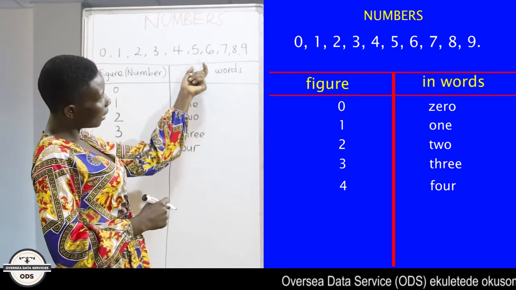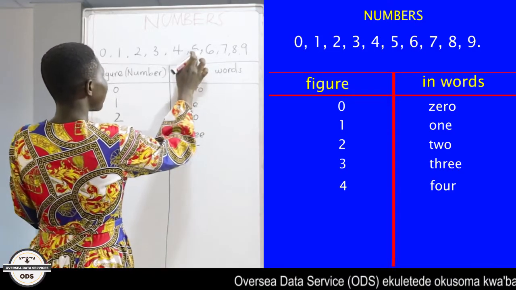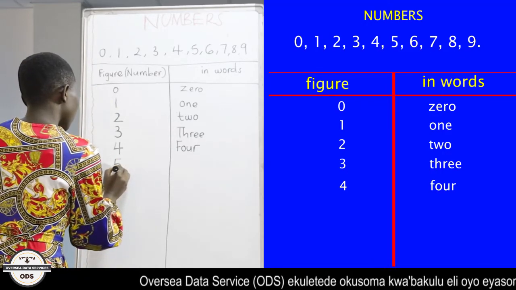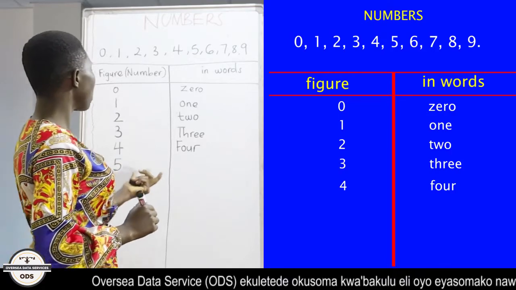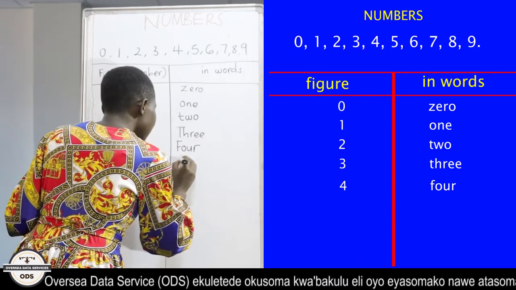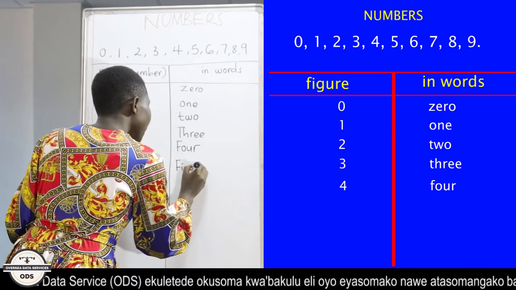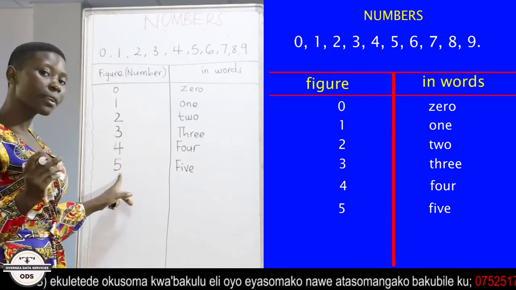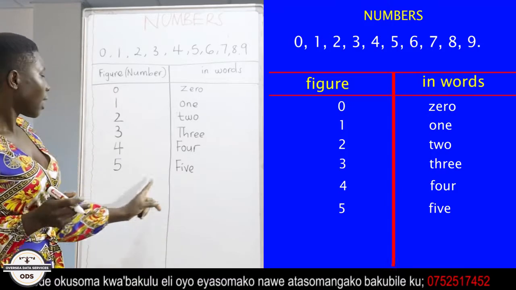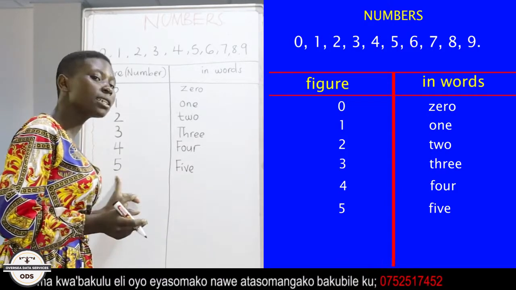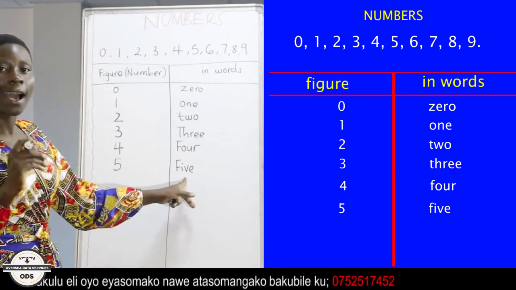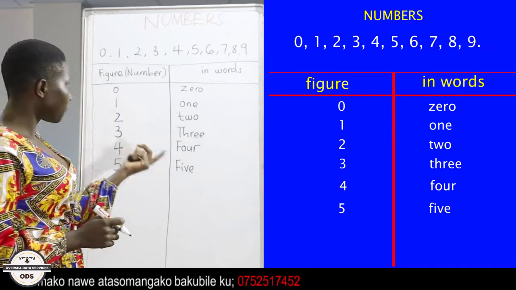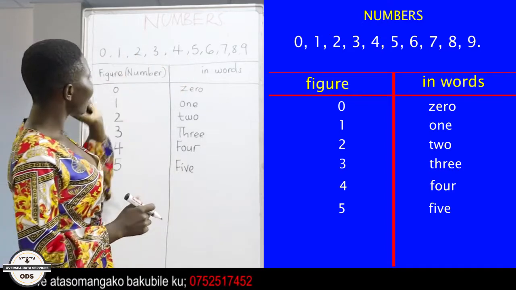We have number 5. After 4 you go to number 5. This is our 5 here. And how do we write it in words? We write it F-I-V-E. That is the word five. This is the way we write in figure, and this is the way we write in words. We call it five in English, and this is the way we write it. It is F-I-V-E. That is the word five. Okay? Yeah, we have another number, the next one.